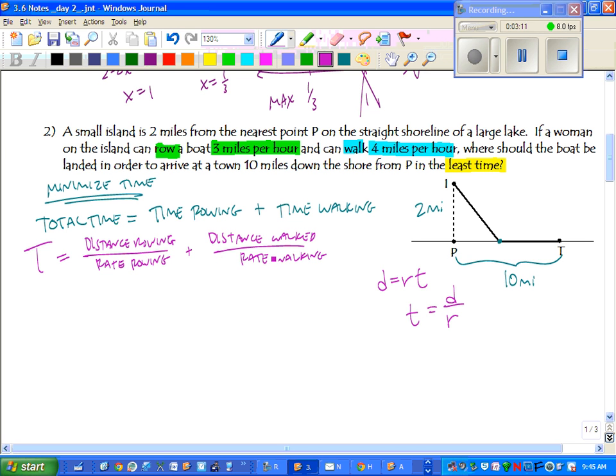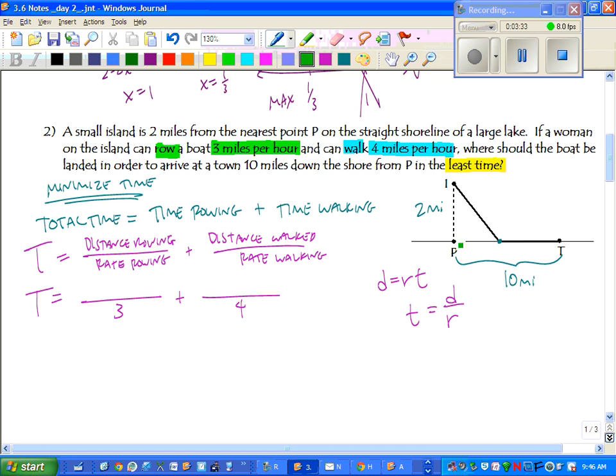We know the rate at which she's rowing is 3 miles per hour. The rate at which she's walking is 4. So we can go ahead and fill those in right now. The parts we don't know are the distances. We have to come up with those from the graph. And this part should be similar to what we did the other day.